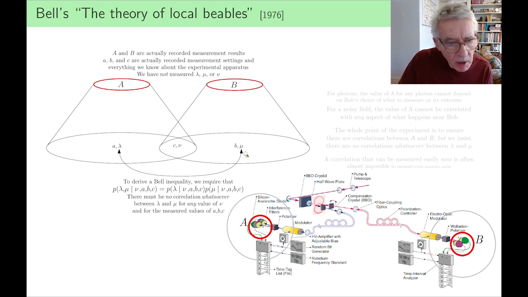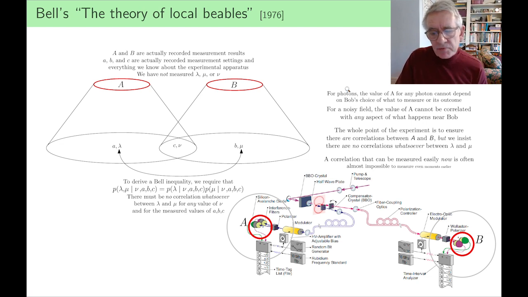Now it turns out that to derive a Bell inequality, one thing we require is that there must be no correlation whatsoever between lambda and mu for any value of nu and for whatever the measured values of A, B, and C are. Now, for photons, for particles, what's required is fairly obvious. The value of the recorded measurement result for A for any photon can't depend on Bob's choice of what to measure or on its outcome. But for a noisy field, what we have to say is that the value of A cannot be correlated with any aspect of what happens near Bob. But the whole point of the experiment is to ensure there are correlations between A and B. But we're going to insist there can be no correlations whatsoever between lambda and mu, between A and mu, between lambda and B, and there's a considerable number of other things that have to be just right.